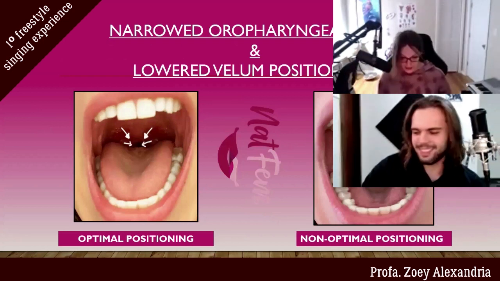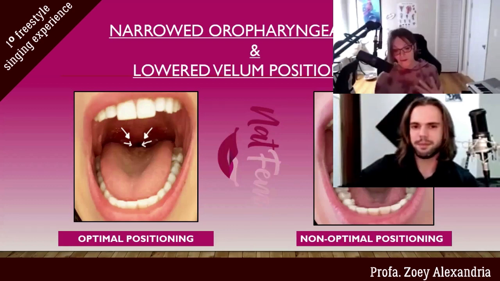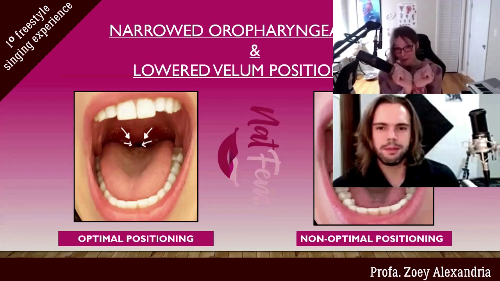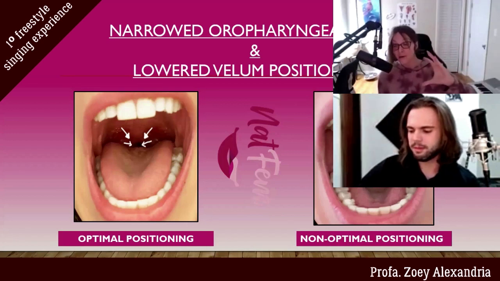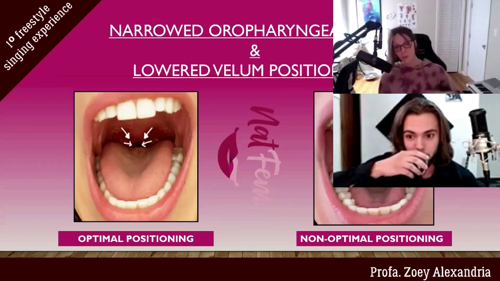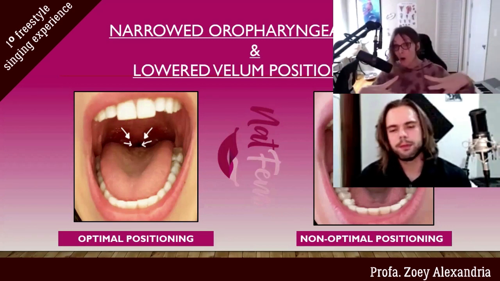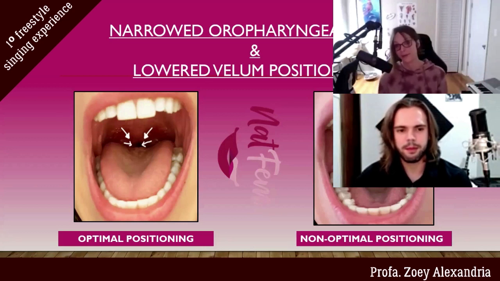Now, the first factor is narrowed oropharyngeal shape. So the pharynx, as we know, kind of works like a nozzle in the throat where we can narrow the pharynx, which will increase the audibility of higher harmonics overlaying whatever fundamental frequency the vocal folds are producing. Or we can widen the pharynx, which will decrease the audibility of those higher harmonics overlaying said fundamental pitch.